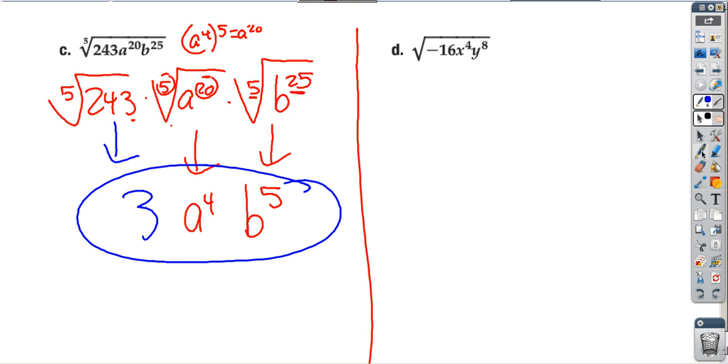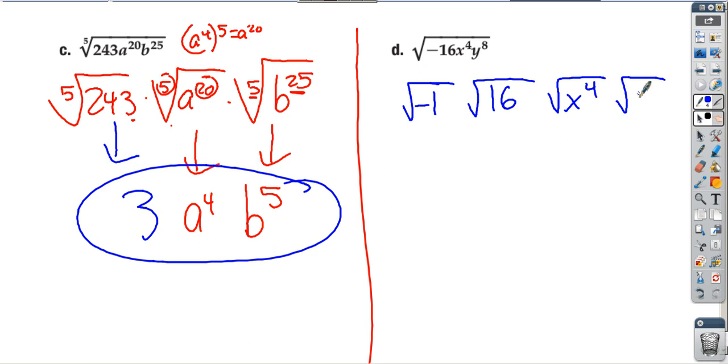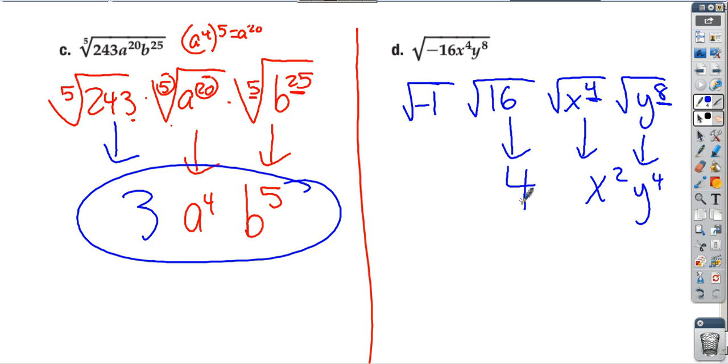Over here we're taking the square root of what looks like a negative number, so that means we're going to get something imaginary. There's no real number that you can square to get a negative, so let's split it up like this. Let's get the square root of negative 1 times the square root of 16 times the square root of x to the 4th times the square root of y to the 8th. To take the square root of y to the 8th, we take half of that number, that's y to the 4th. Half of this number is x squared. The square root of 16 is 4. And another name for the square root of negative 1 is i. i is the same thing as the square root of negative 1.